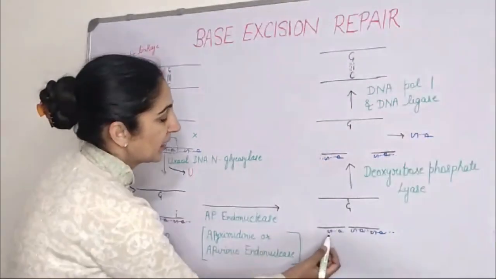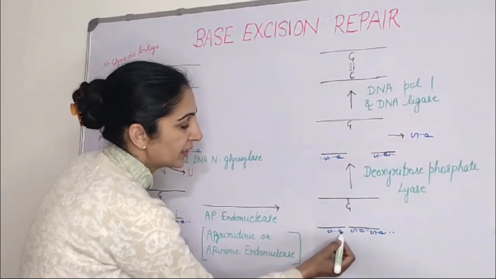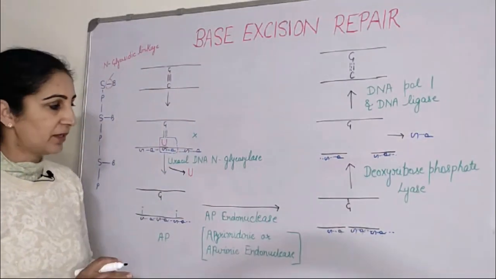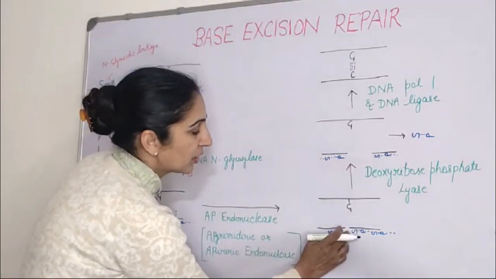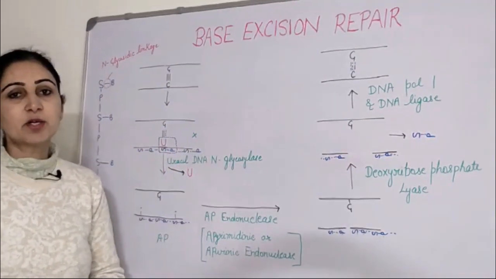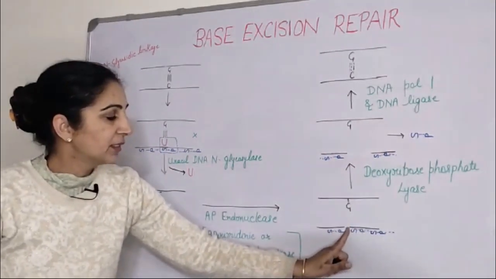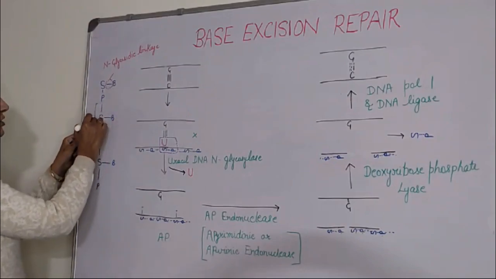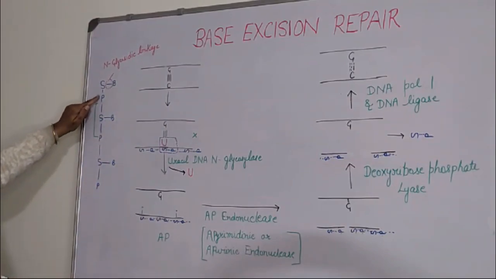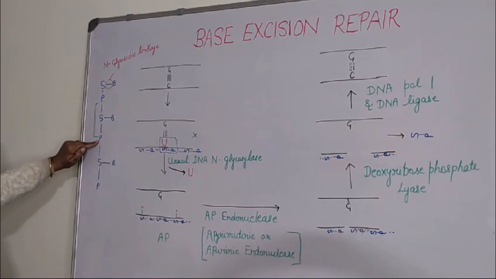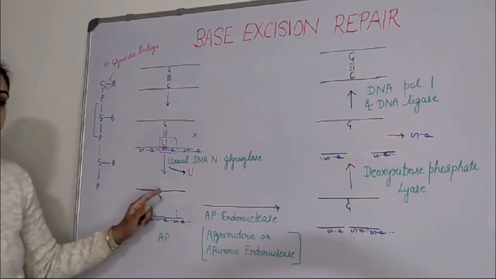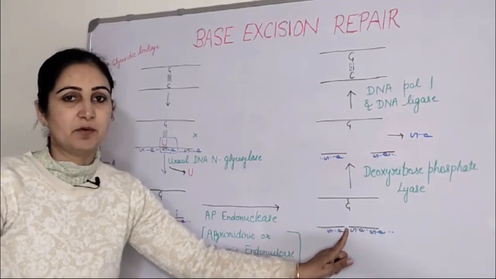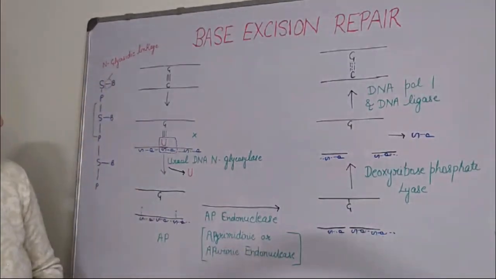Now we are left with this sugar phosphate and sugar phosphate. All the sugars and the phosphates are there, but this bond has been broken, that is one side of the phosphodiester bond. We saw that this bond is the phosphodiester bond, where the sugar moiety is attached with the phosphate molecules. Now this bond has been broken and we have a nick here. So let's see what happens next.